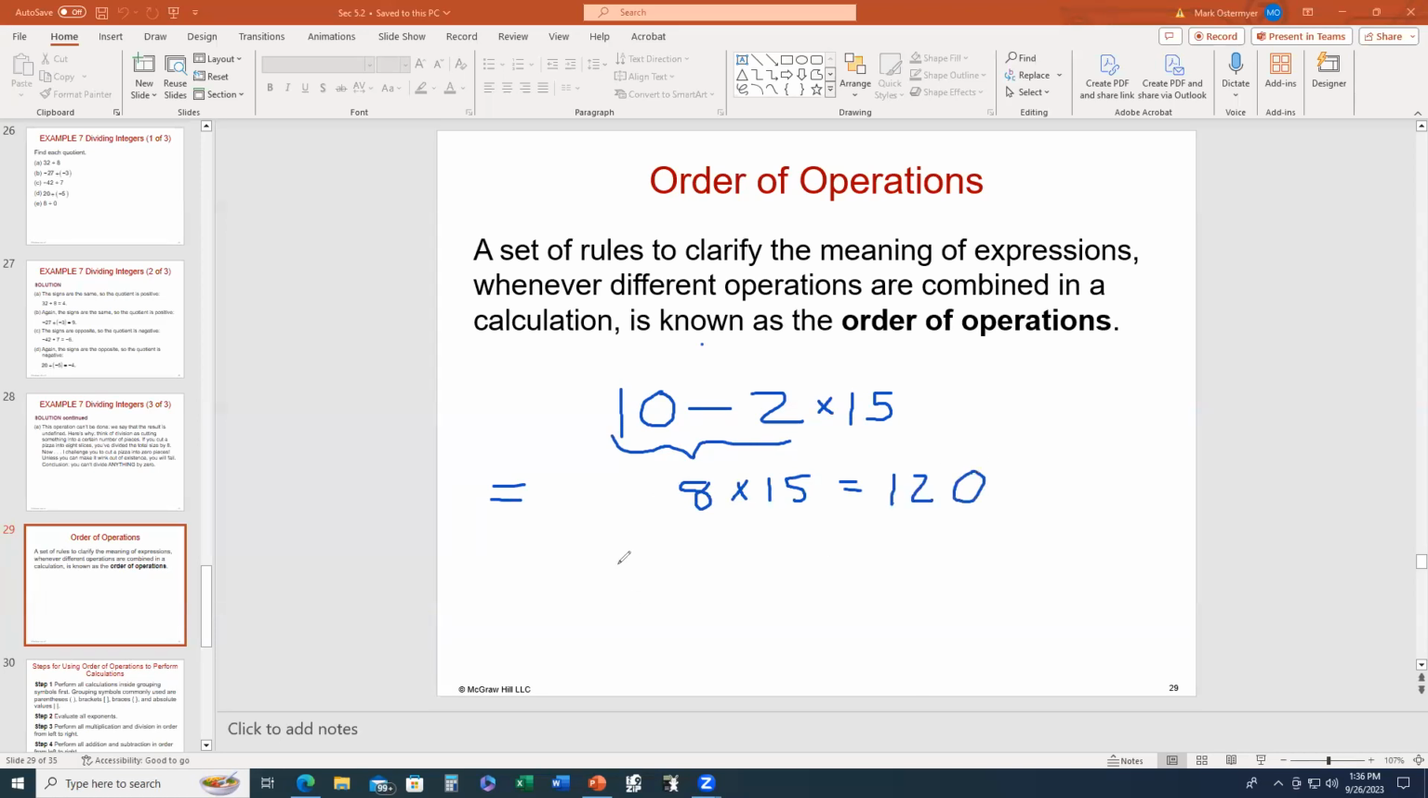Suppose in a different country, however, they argue, no, we're not going to subtract first. We're going to multiply before we subtract. Would they get the same answer? Well, let's find out. We would have 10 subtract, now what's 2 times 15? 30. Suppose they multiplied before they subtracted. What's 10 minus 30? That's 10 plus a negative 30, is it not? But 10 plus a negative 30 is a negative 20, isn't it?